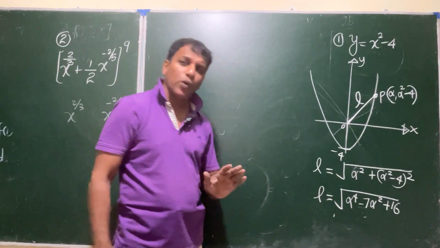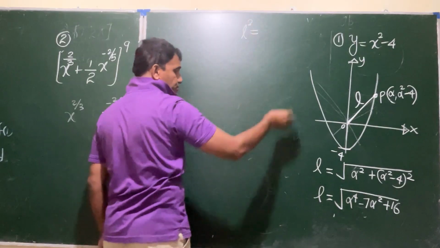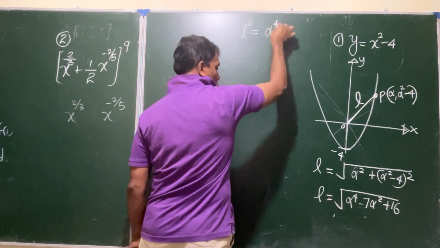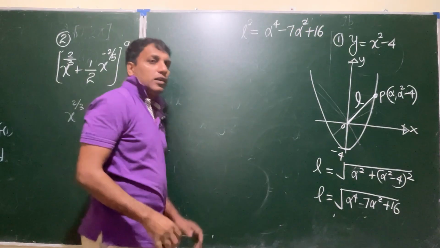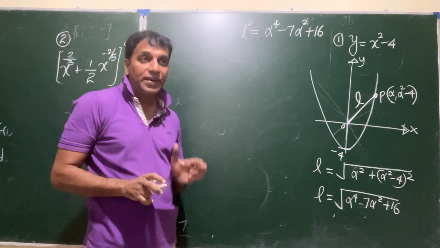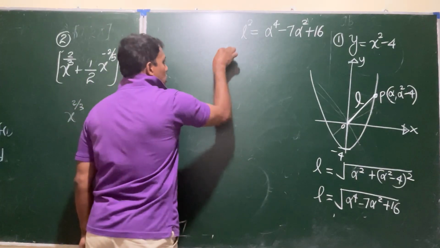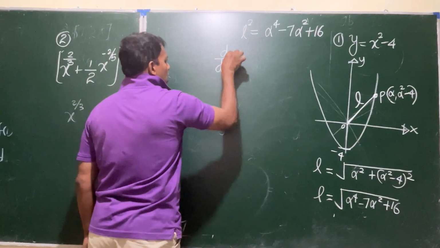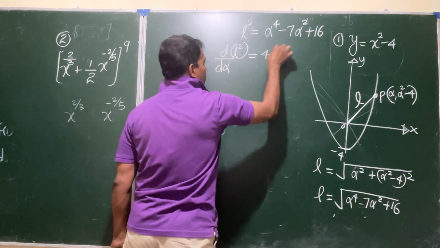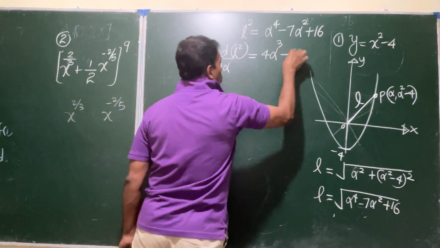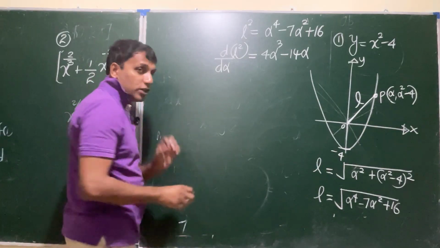Better if I remove the square root, square both sides. So L square equals alpha power 4 minus 7 alpha square plus 16, right? Now you find dy over dx, differentiating with respect to alpha here. So that is d over d alpha of L square, right? So what is the differentiation: 4 alpha cube minus 14 alpha, right? Plus 0 differentiation. Next, copy this properly.